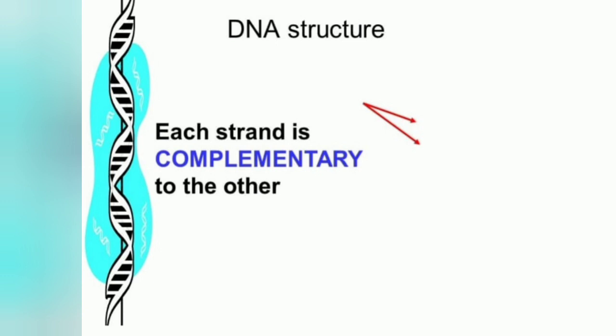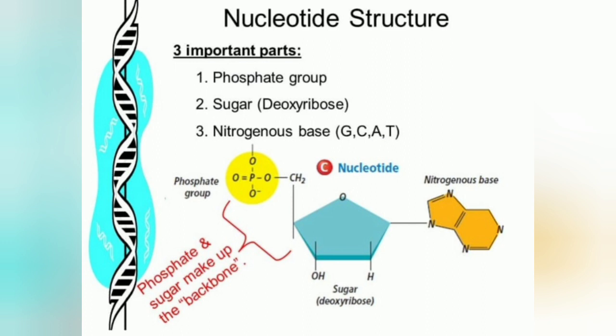Now we have to know about the nucleotide structure. There are three important parts. One, phosphate group, two, sugar, which is called deoxyribose, and number three is nitrogenous base. And there are four nitrogenous bases called G, C, A, T. And here the phosphate and sugar make up the backbone of the nucleotide.